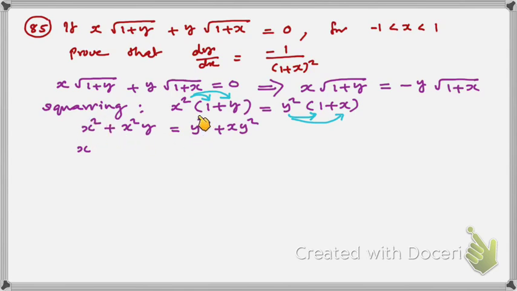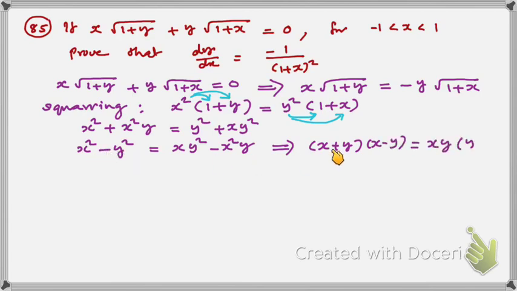Like I have x square here and y square here. Bring them together on one side, x square minus y square. And then xy squared minus x squared y. So similar kind of terms are put together. X square minus y square is equal to xy squared minus x squared y. But this can be further simplified as this is factorization. X square minus y square is x plus y into x minus y.